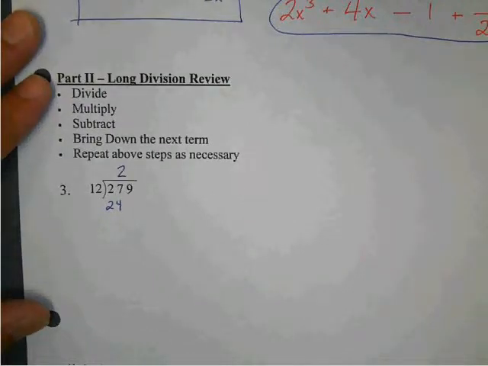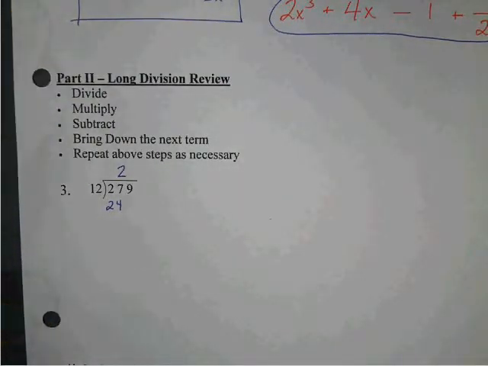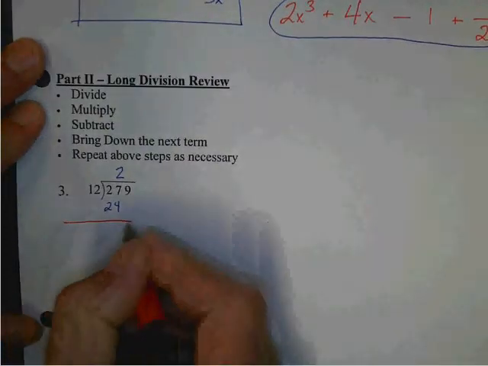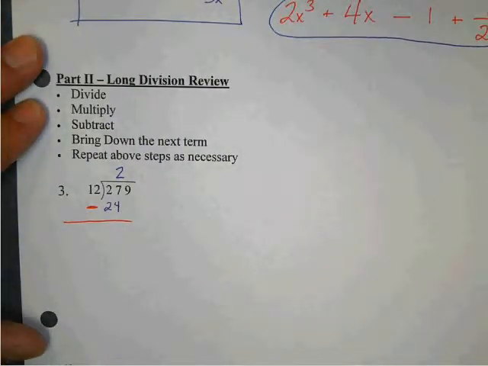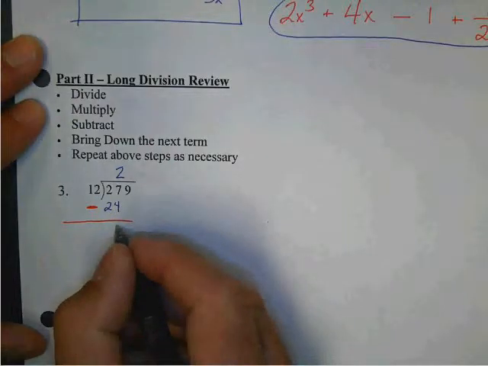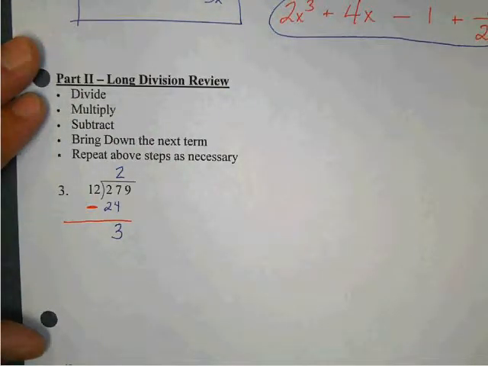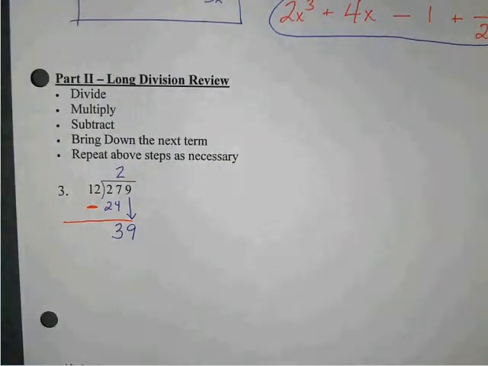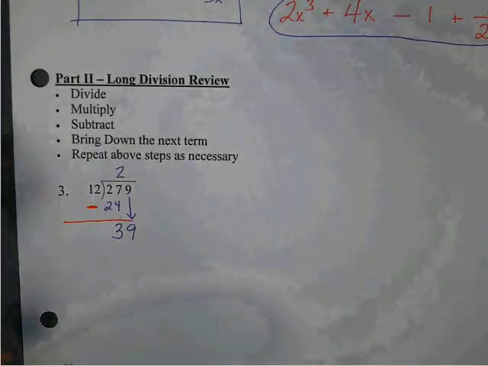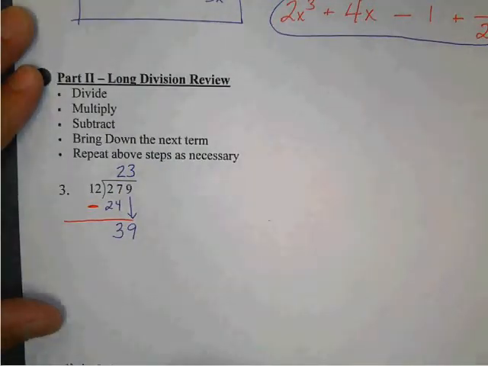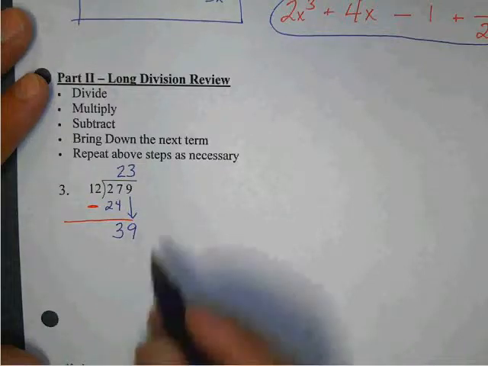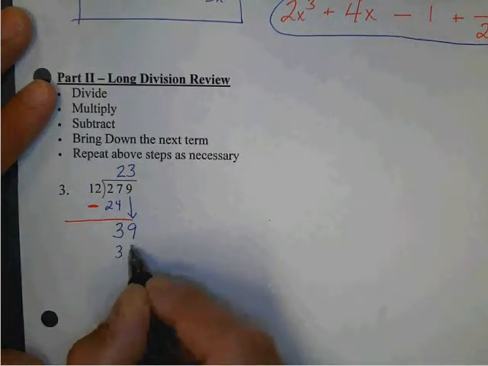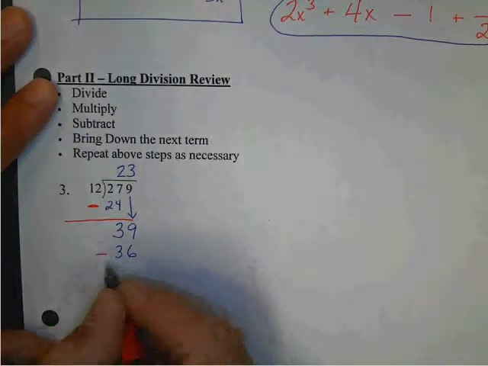So I write the 24 under the 27. Now what? Now I subtract. I'm going to change colors very clearly and subtract. I subtract and I get 3. Now what? Bring down the 9 and start over again, right? So we ask the question again, how many times does 12 go into 39? 3 times. We put the 3 up here. Now we what? Multiply. Now we what? Subtract.